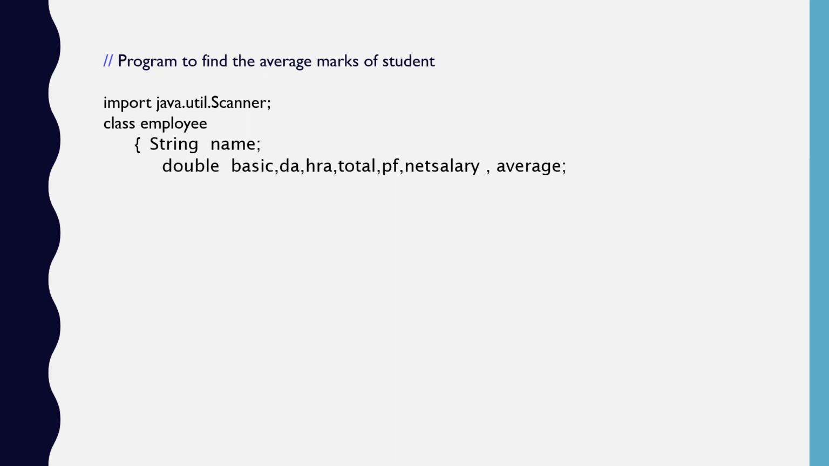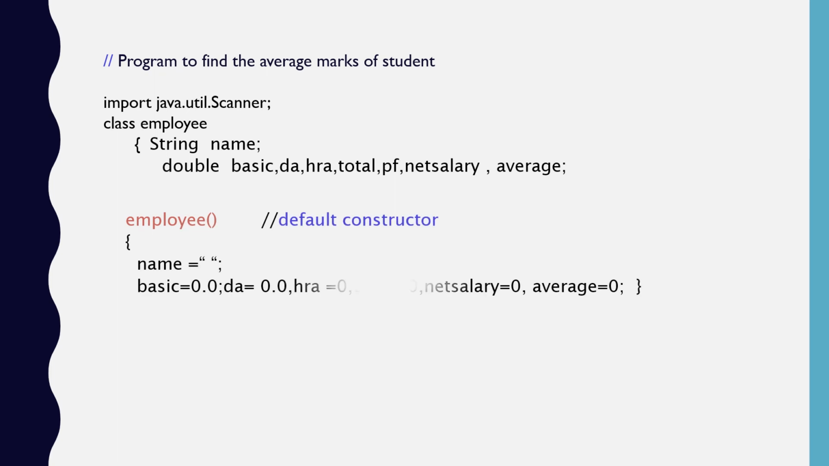First part, start the class and declare the variables. Class employee, string name, and double for all the variables: basic, DA, HRA, PF, net salary and average. We are declaring them here. That means the first part is over. And now the second part. Go in order as it is given in the question.